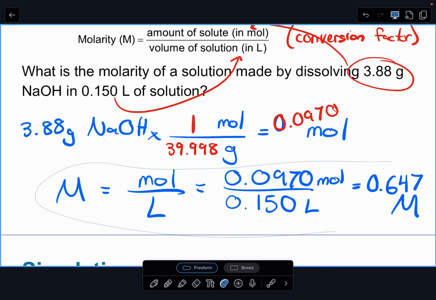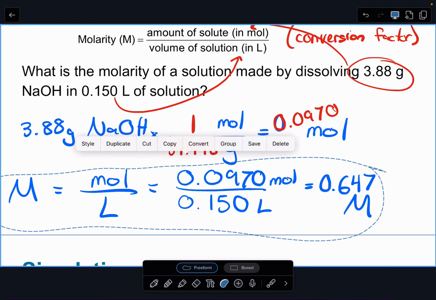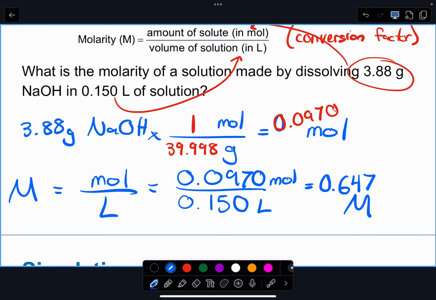Sorry, I was going to move this over. And there we go. And when you do this, the unit you use is molarity. We abbreviate it with a big M. But don't forget that big M means moles per liter.